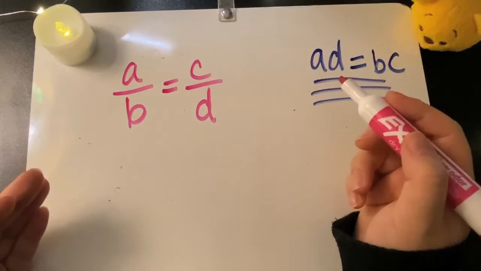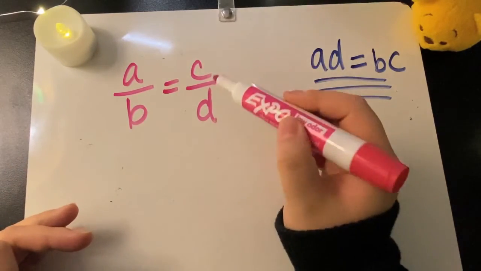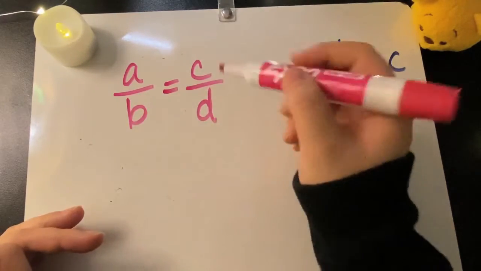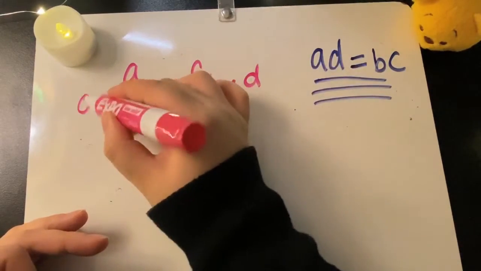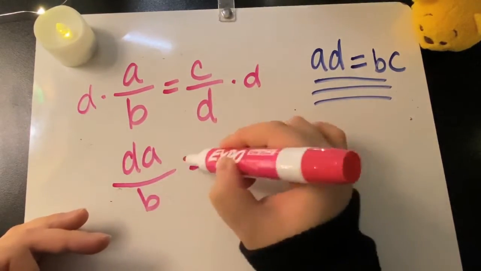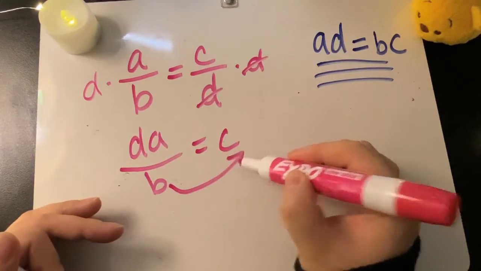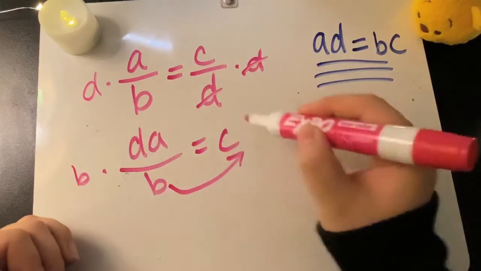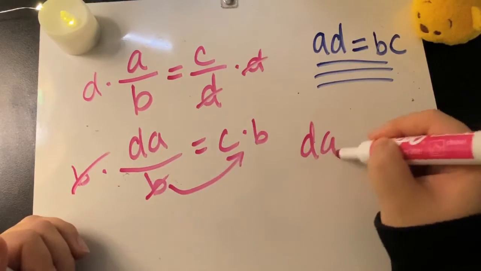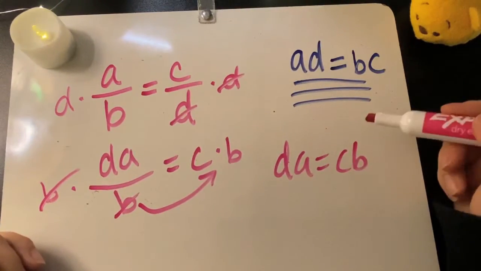In general, you can just do this one step at a time by multiplying by D first, maybe, to get rid of the 1 over D. So you multiply by D on both sides so that you have DA over B equals C, and then you move this B over by multiplying by B on both sides. That's fine. So you have DA equals CB, right? Which is AD equals BC.